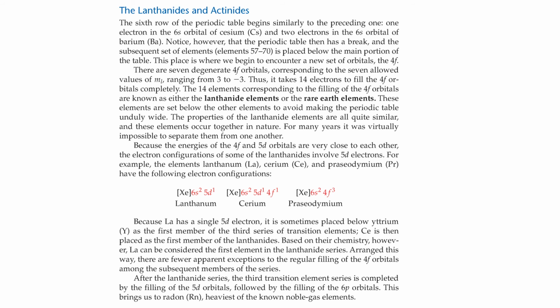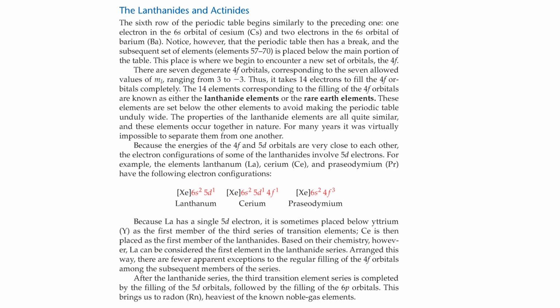Because the energies of the 4f and 5d orbitals are very close to each other, the electron configurations of some lanthanides involve 5d electrons. For example, the elements lanthanum, La, cerium, Ce, and praseodymium, Pr, have the following electron configurations. Lanthanum, xenon 6s2 5d1. Cerium, xenon 6s2 5d1 4f1. Praseodymium, xenon 6s2 4f3.